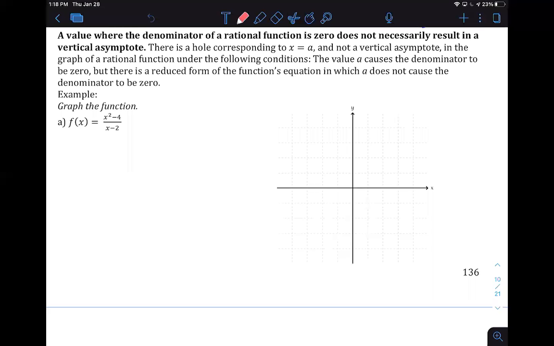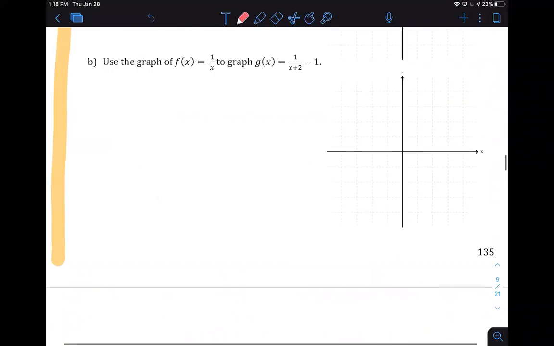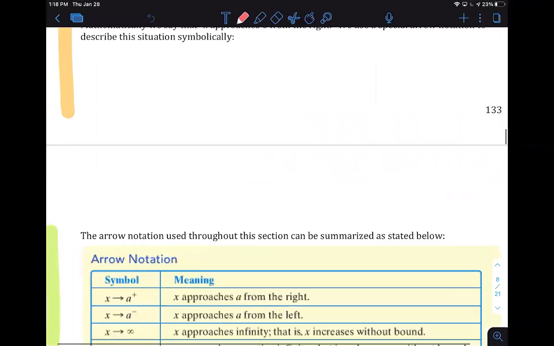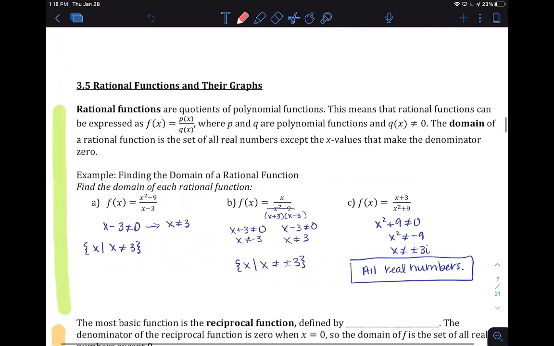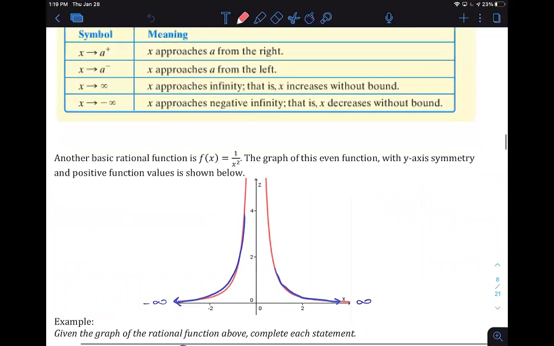All right, so you're looking at the bottom of page 10. Okay, so we've talked about domain. Remember, what x values make the denominator 0? That's what x cannot equal. While that's what x cannot equal, we use those numbers to then find our vertical asymptotes.